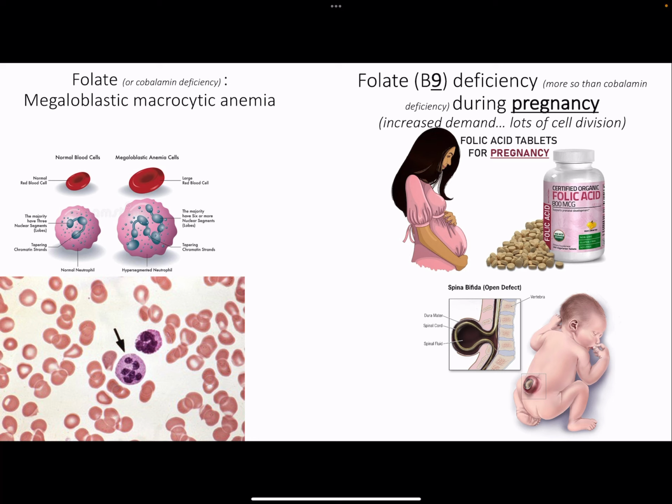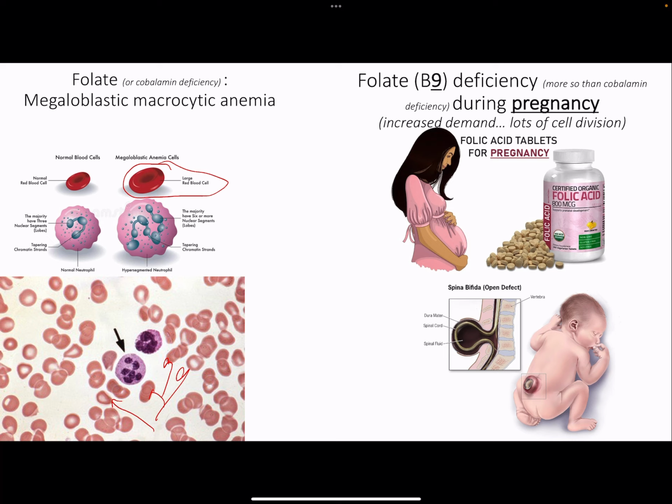So let's focus mostly on the fact that we cannot make thymine, so we cannot do a lot of DNA synthesis in cells that are rapidly dividing. That's mostly hematopoietic cells. When they're not dividing, the hematopoietic stem cells actually get a little bit bigger. So you get these large red blood cells, these macrocytes, and we don't really have a point of reference, but these red blood cells are all rather large.